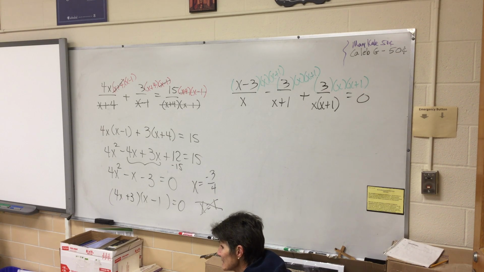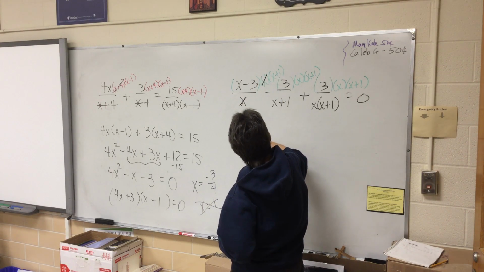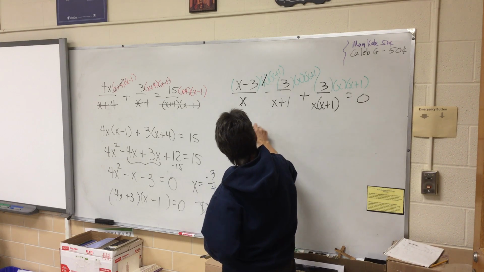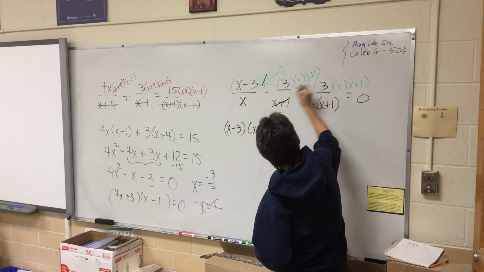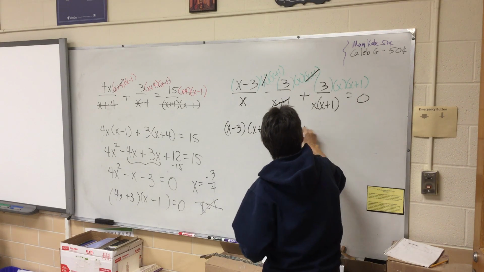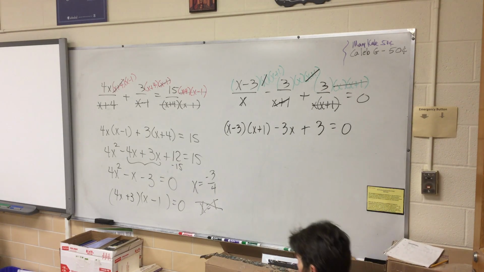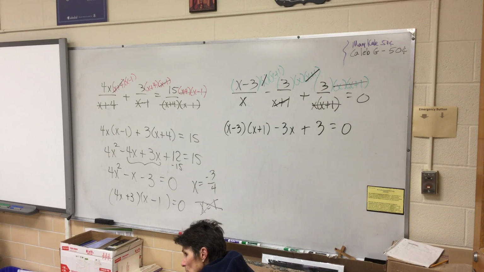And I multiply every single part of the problem by that. So what happens, Isaac, is here the x's cancel and leave me with x minus 3, x plus 1. Here the x plus 1's cancel and leave me with minus 3x. And here, the whole shebang cancels and leaves me with 3. So anybody else who might be confused, you are multiplying by every single factor you have in the denominator. What I have in my denominator here is x and x plus 1.